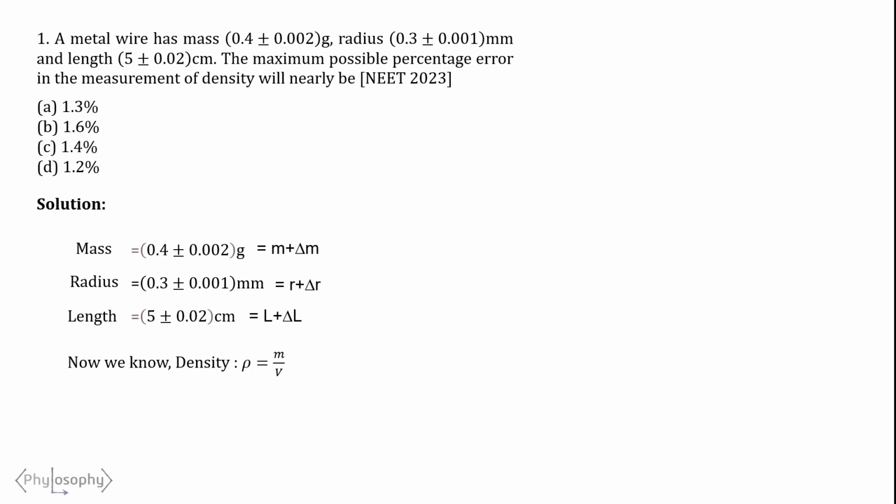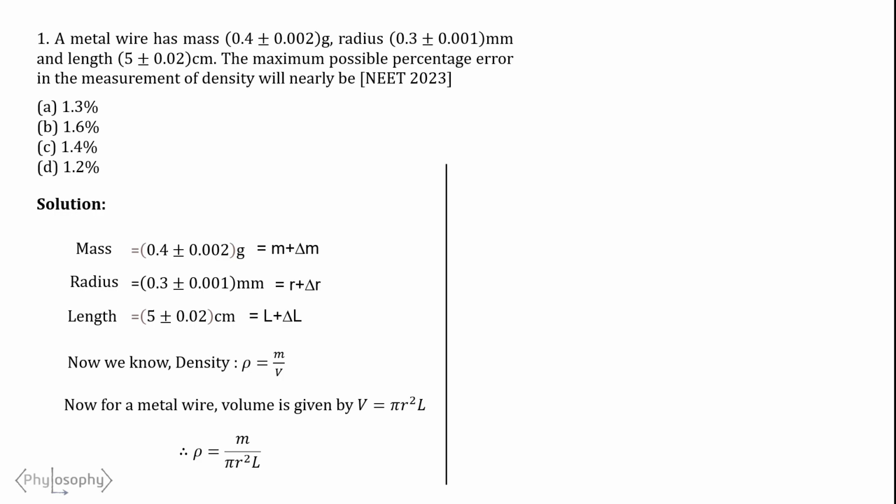Now according to the question, the mass, radius and length are measured for a metal wire. Therefore, for the metal wire, the volume is given by v equals pi r square l. Therefore, density rho will be m over pi r square l. Now, if we take logarithm on both sides, then it will be log rho equals log of m minus log of pi minus 2 log r minus log l.